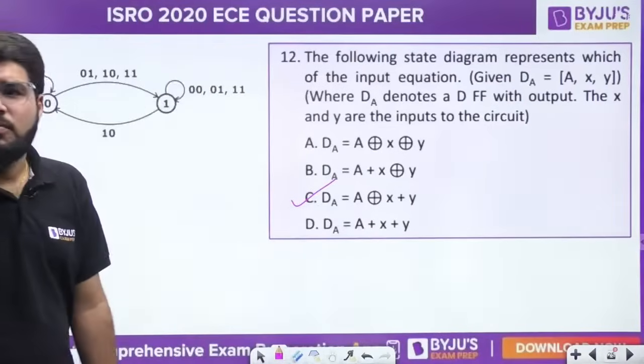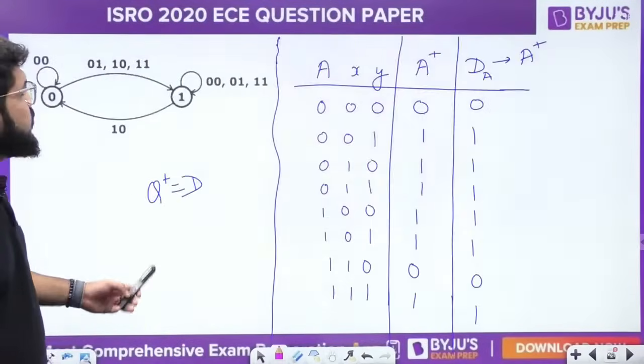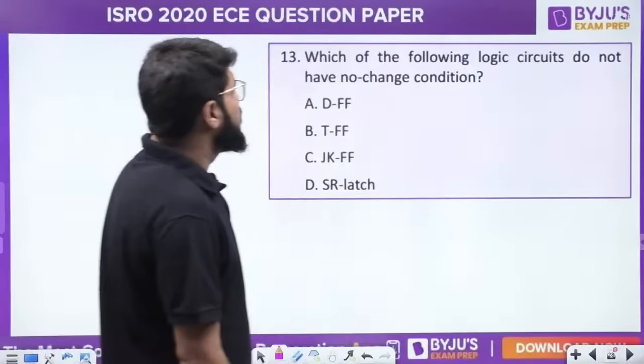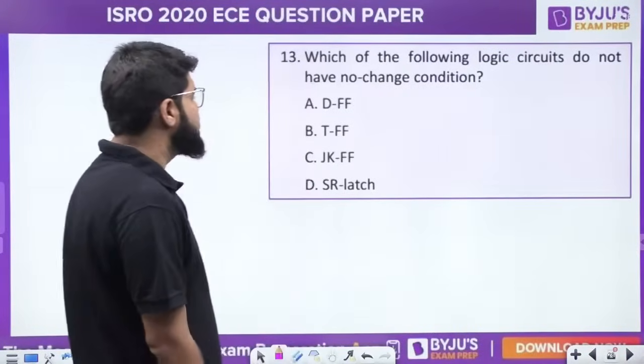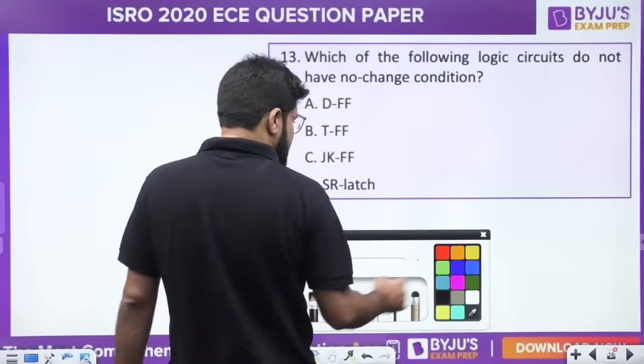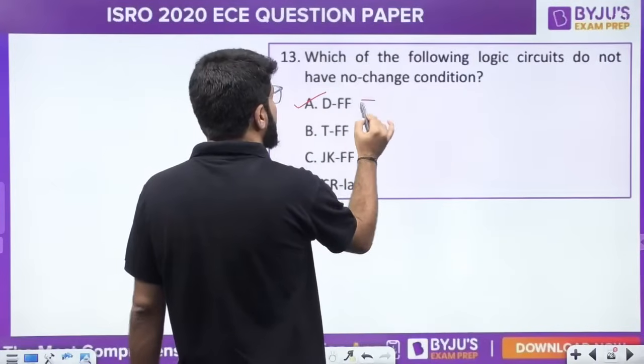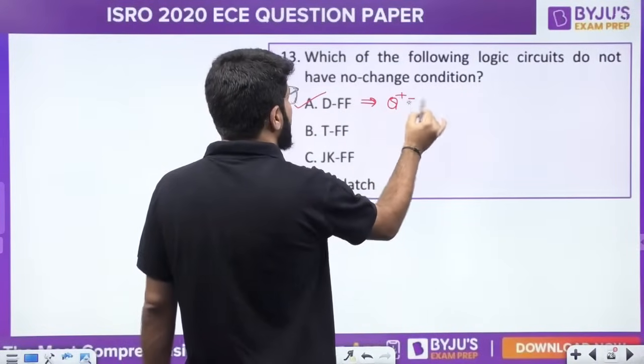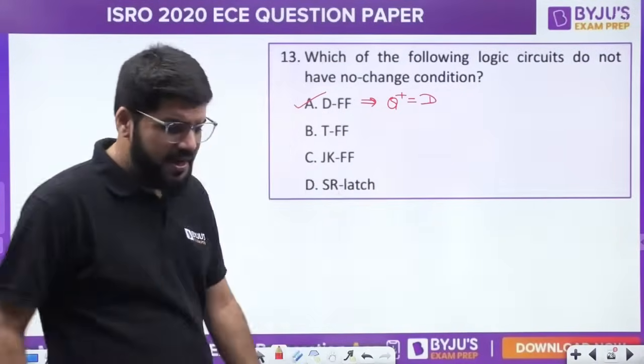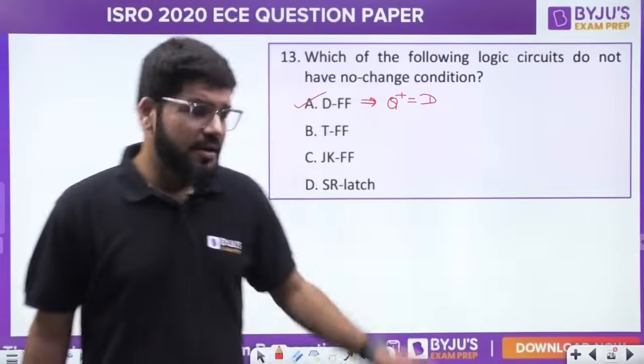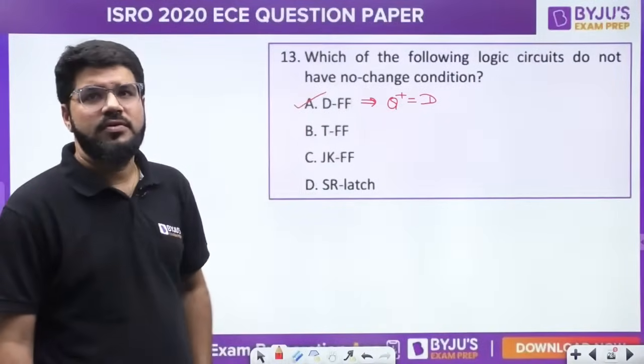Okay, moving ahead to the next. Which of the following logic circuits do not have a no change condition? We must know it is only the D flip-flop, because the next state of the D flip-flop will just follow the input. It is a data or delay latch, we can say.